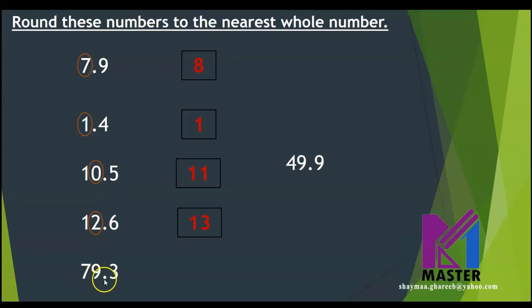In the 79.3, the 3 is less than 5, which means I'm going to round down. Then the 79 will stay as it is, 79. What about 49.9? We have the digit 9 in the tenths place, or the first decimal place, and it's greater than 5, which means the whole number will be rounded up. Then the 49 will be 50. Is this clear?